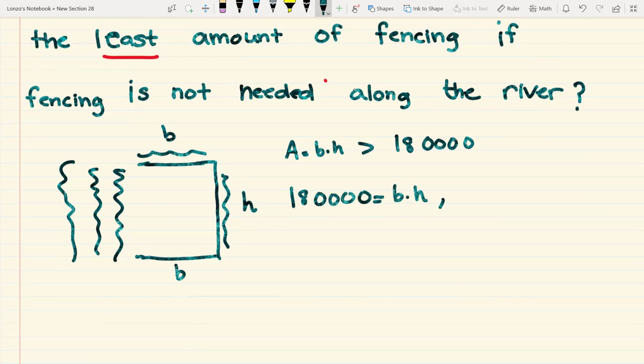And then our second equation will be like the perimeter. So we know that the perimeter is adding up all the sides, but keep in mind we don't need this length here by the river. So our perimeter would be, we only have two bases, so that's 2b and one height. So that's the second step. We found our two equations.